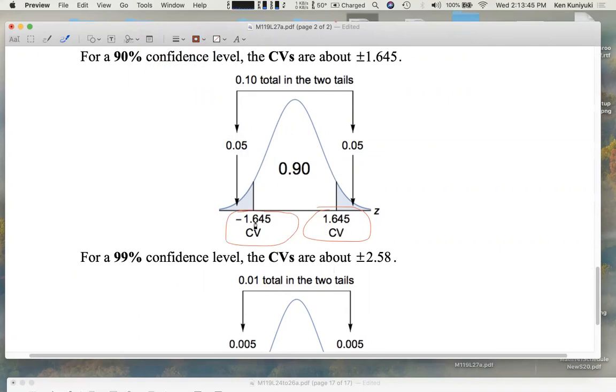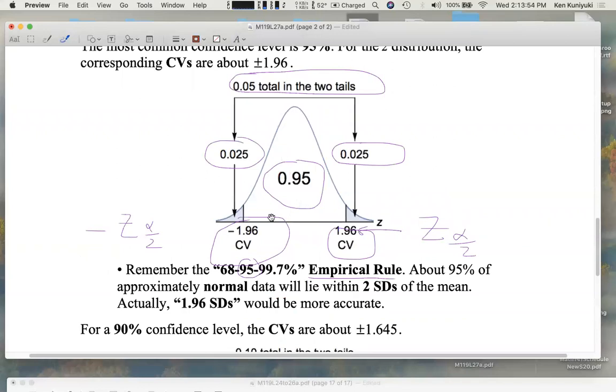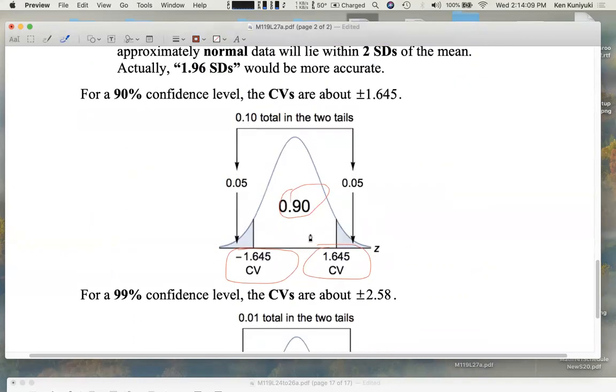It makes sense these are a bit closer to 0 because we're trapping less probability, only 90% or 0.90 in the middle. Remember for 95%, when we were trapping 95% in this white space in the middle, the CVs were out at positive and -2 almost, really about plus or minus 1.96. If we're trapping less probability in this white space in the middle, then these values would be closer to 0. They're more closed in, about plus or minus 1.645.